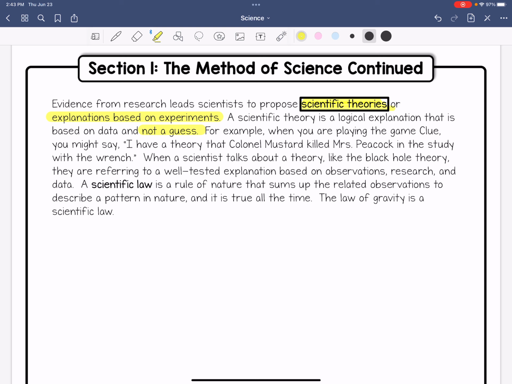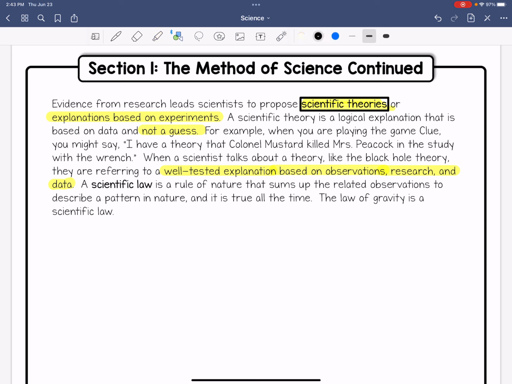For example, when you are playing the game Clue, you might say, I have a theory that Colonel Mustard killed Mrs. Peacock in the study with the wrench. When a scientist talks about a theory, like the black hole theory, they are referring to a well-tested explanation based on observations. So all of that relates to that definition of scientific theory: observations, research, and data.